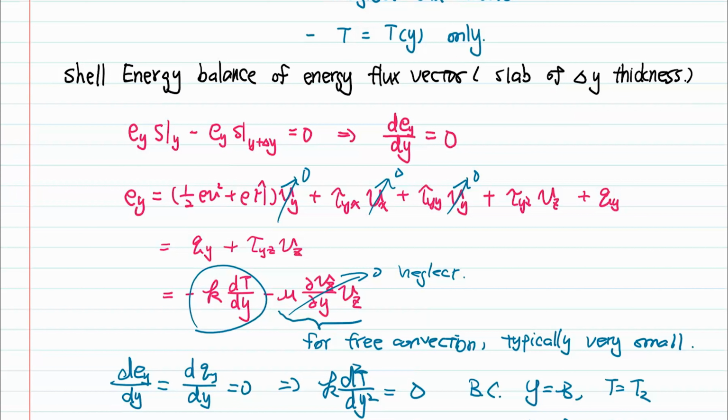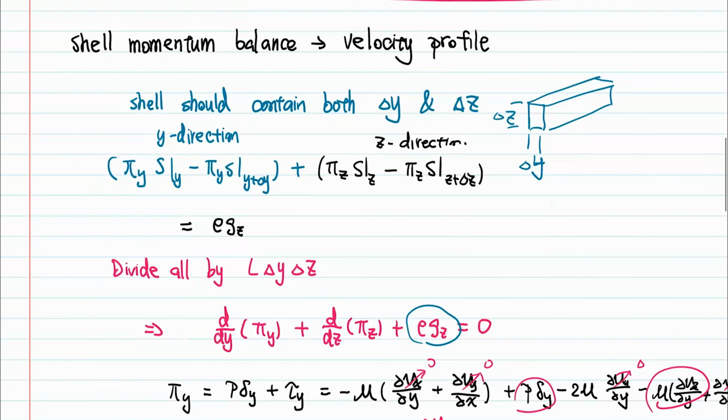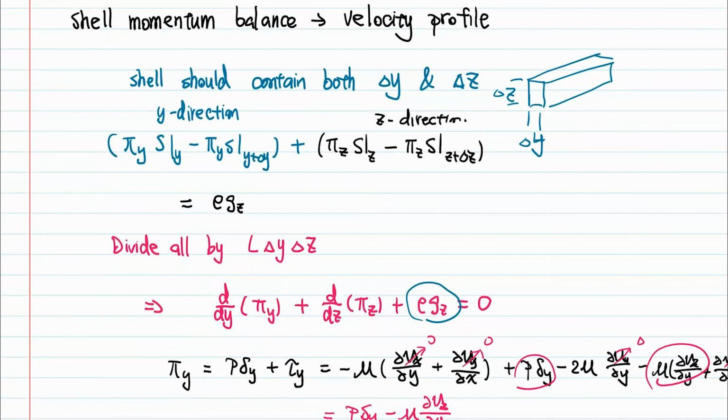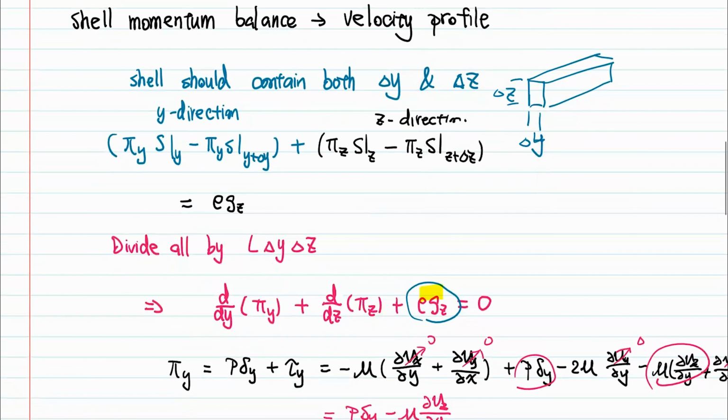Okay, so once you have the temperature profile determined, now we can look at the velocity profile by doing a shell momentum balance. And the actual key here is that for free convection, you can't neglect the gravitational term, because the density is actually a function of temperature. Okay, and that's going to determine your final velocity profile.